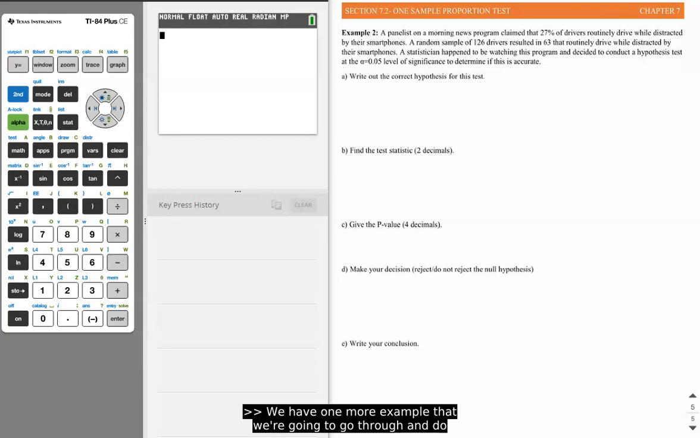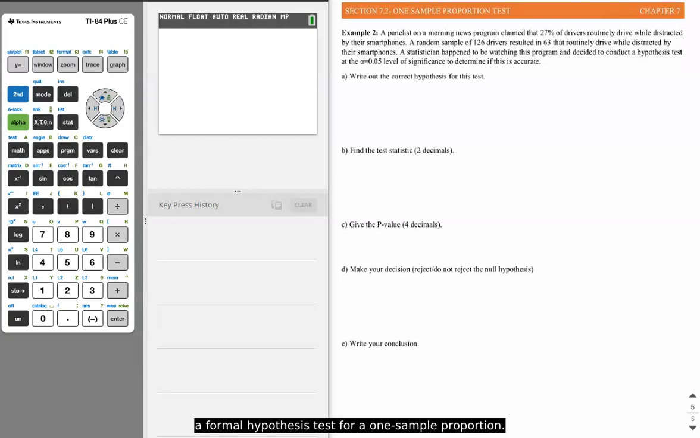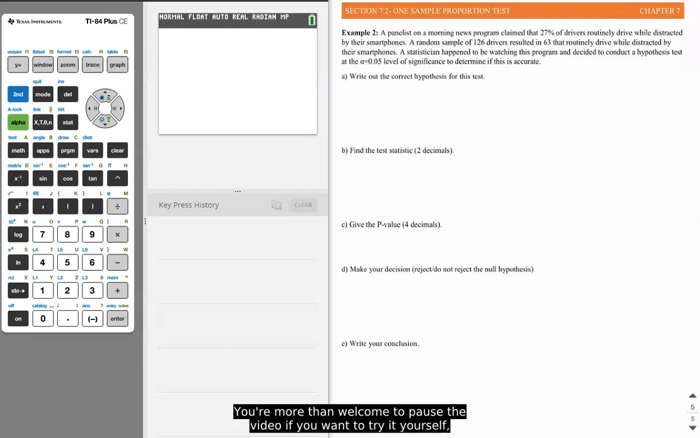Right, so we have one more example that we're going to go through and do a formal hypothesis test for a one sample proportion. You're more than welcome to pause the video if you want to try yourself, especially maybe writing out the correct null and alternative. That's a good step. These are like multiple choice, but we can sort of write them. You don't rely on just looking at all the choice answers.